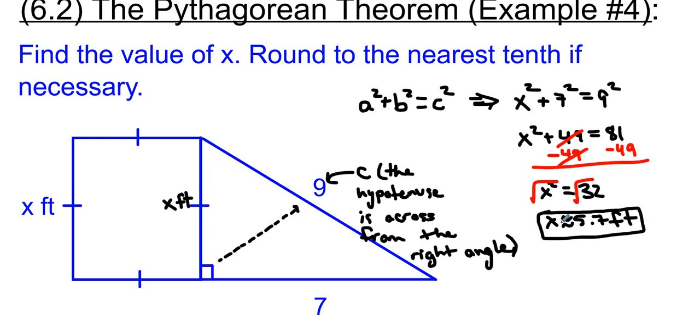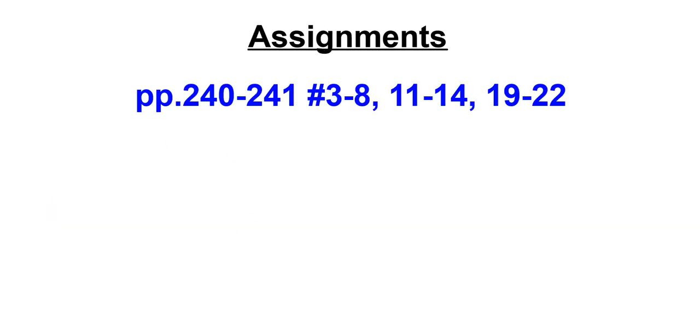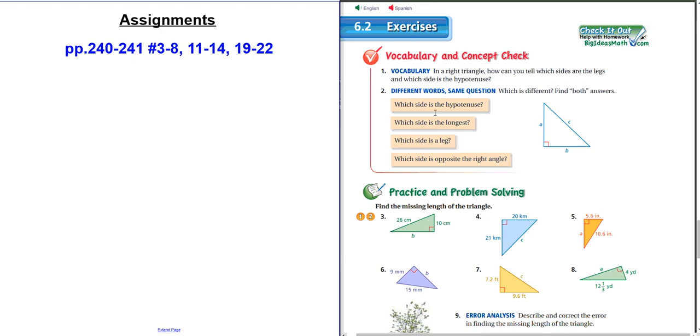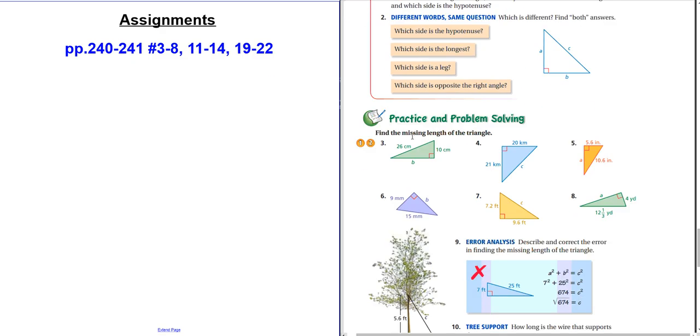So you will see some just like that in your assignment as well. All right, here is your assignment, pages 240 to 241, numbers 3 through 8, 11 through 14, and 19 through 22. I'm just going to open up your assignment real quick here. So on 3 through 8, it says find the missing length.